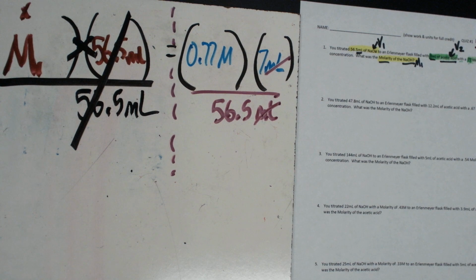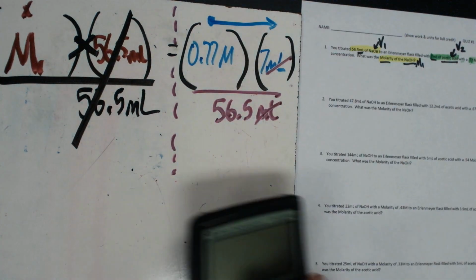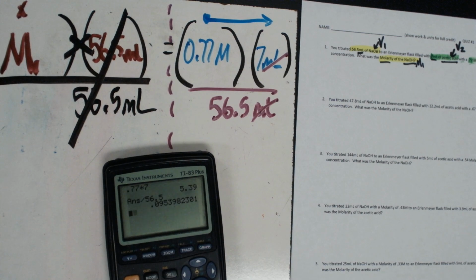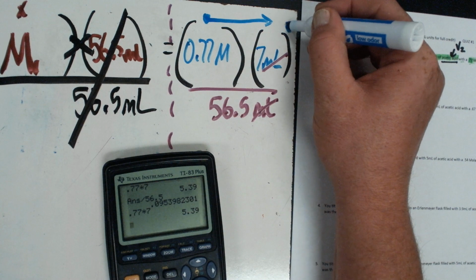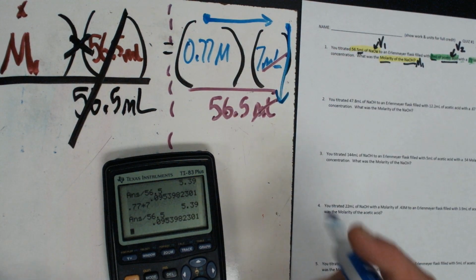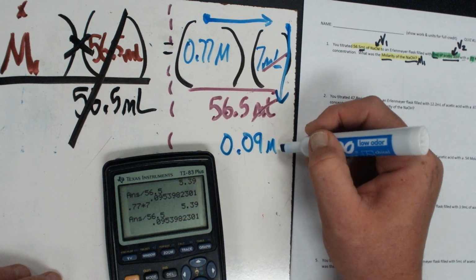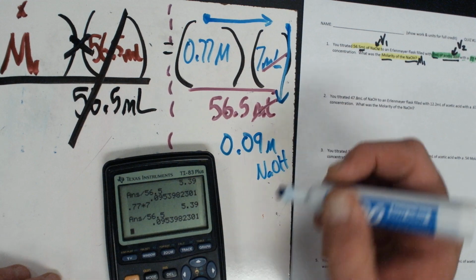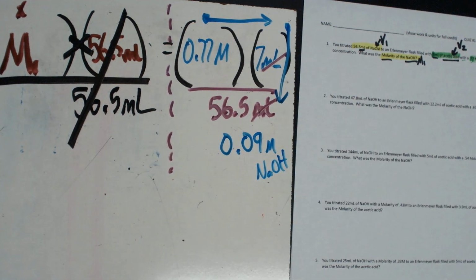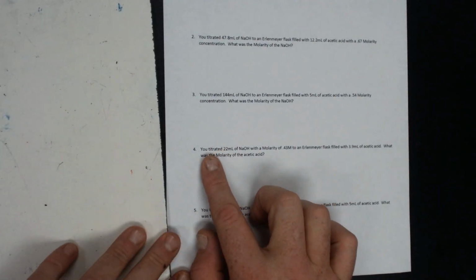We will solve from left to right first. So we're going to go 0.77 times 7, enter. Then we will solve from top to bottom. We're going to divide by 56.5 next. So we'll say that this is 0.09 molar NaOH. We're going to look at one more example. Jump down here to number 4.